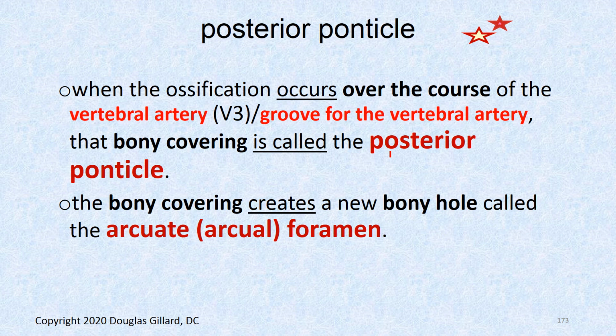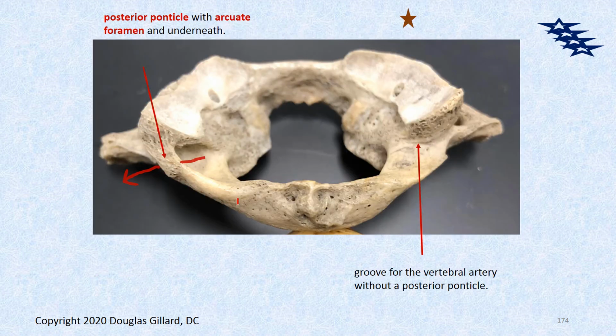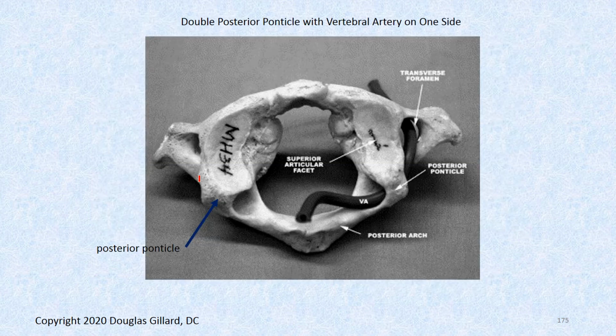Why it happens so much, we don't know. When the ossification occurs over the vertebral artery and the groove of the vertebral artery, it's called a posterior ponticle. I explained that. The hole that it creates is called the arcuate or arcual foramen. There's another picture of it. So there's nothing here, but here you can see a nice bony bridge. Here's a double posterior ponticle, right? There's two arcuate foramen. There's a little cartoon vertebral artery going through there.